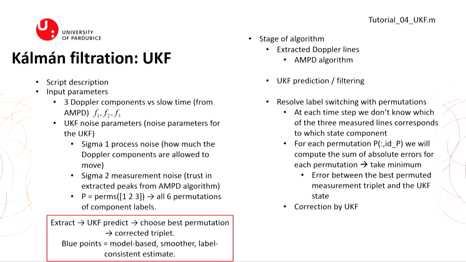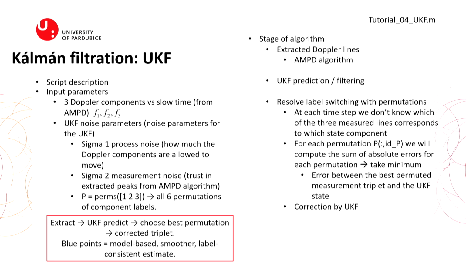So if we go to Kalman filtration, first I will start with some introduction to Kalman filtration. Please first open tutorial 0.04 ukf.m. There will be a script description, what is inside. Input parameters are three Doppler components versus slow time. It is taken from AMPD. These are the three extracted frequencies.